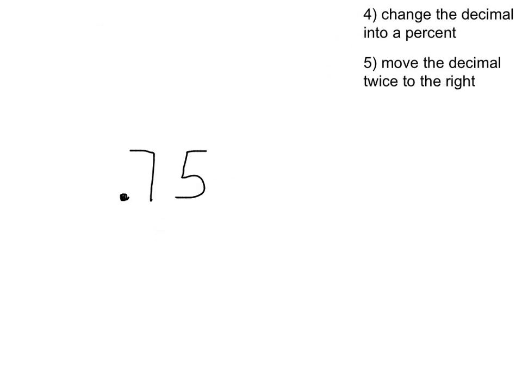The last thing we need to do is to change our decimal into a percent, and in order to do that you move the decimal twice to the right. So let's do that. 1, 2, and that leaves us with an answer of 75%.